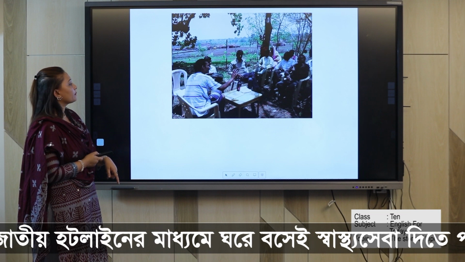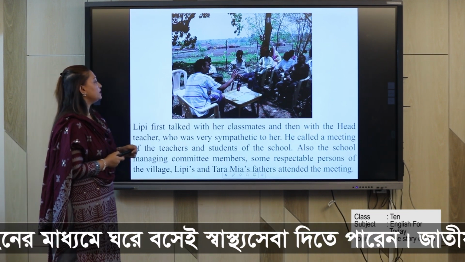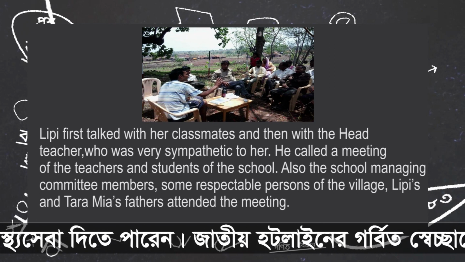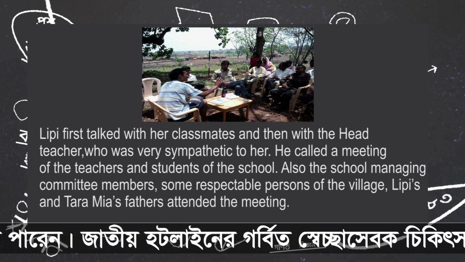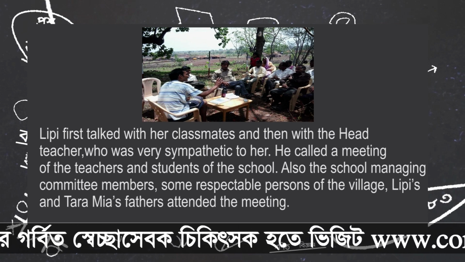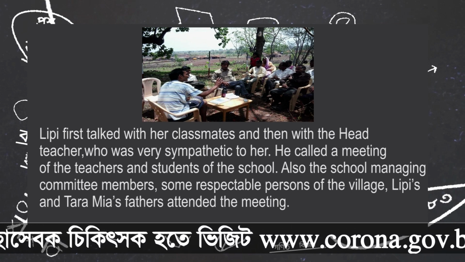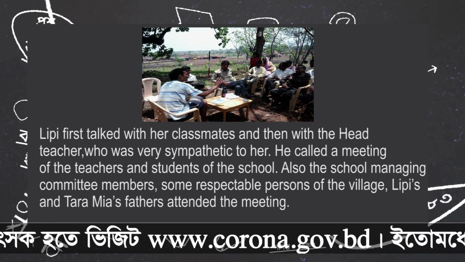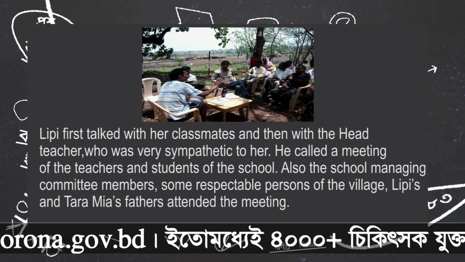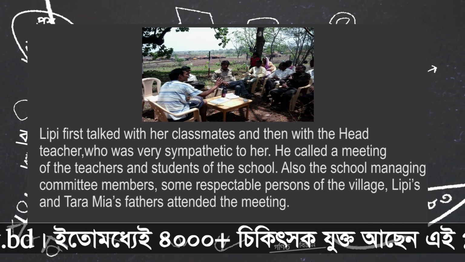And next, Lipi first talked with her classmates and then with the head teacher, who was very sympathetic to her. He called a meeting of the teachers and students of the school, also the school managing committee members, and some respectable persons of the village. Lipi's and Taramia's fathers attended the meeting. So where the meeting was held, Taramia's and Lipi's parents were both present.